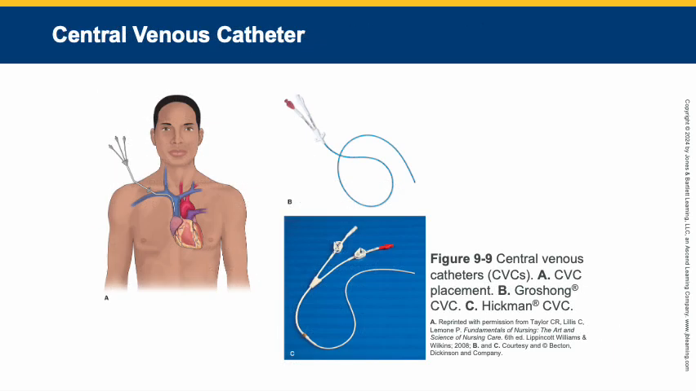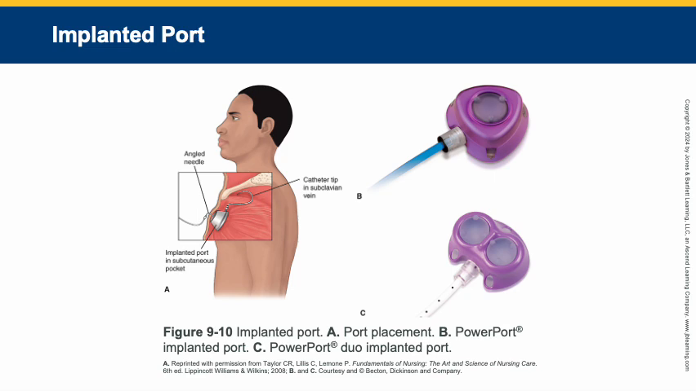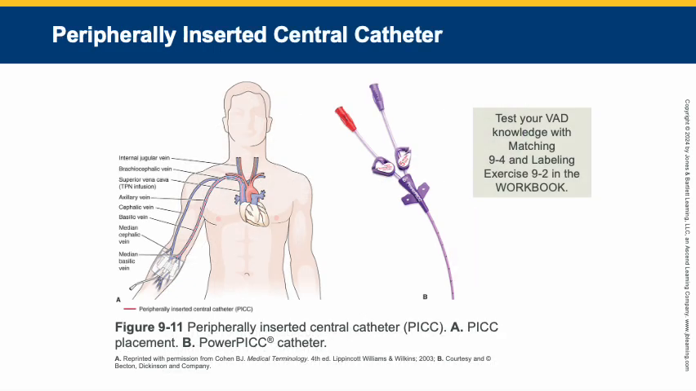There is a picture of a central venous catheter. This is a picture of an implanted port. This is a picture of a PICC line, or a peripherally inserted central catheter.